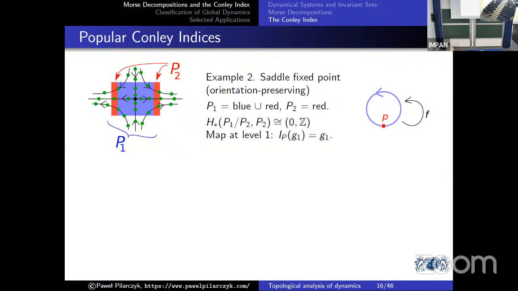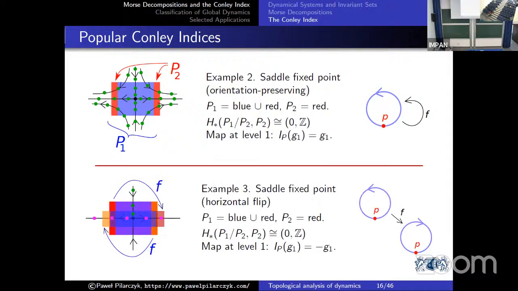If this is a map that comes from the flow, then it will preserve the orientation, of course, and we also get the identity as the map in homology. On the other hand, if we have a map that reverses the orientation, you can think of this rectangle being stretched in one direction, squeezed in another, and then flipped the other way. So this part of the exit set is mapped to this little part of the exit set.